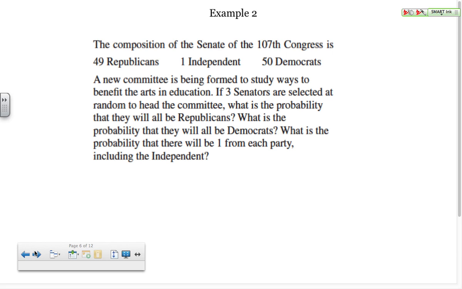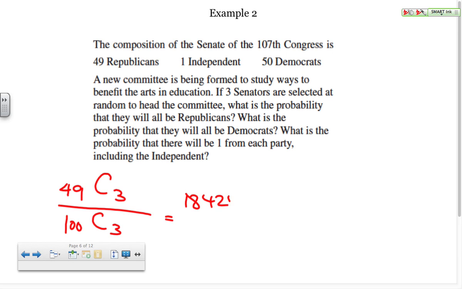So let's look at if they're all Republicans. We have 49 Republicans, and we're going to choose 3 of them, over 100 senators total, and we're going to choose 3 of them. Right? That gives me 18,424 over 161,700. On a lot of these, I probably should have done it on the last one too, let's put them in decimals so we can really see the percentage. That fraction means nothing to me. So this is 0.1139, so it's about an 11% chance that we're going to get all Republicans.